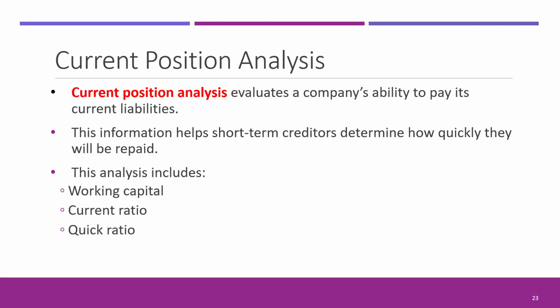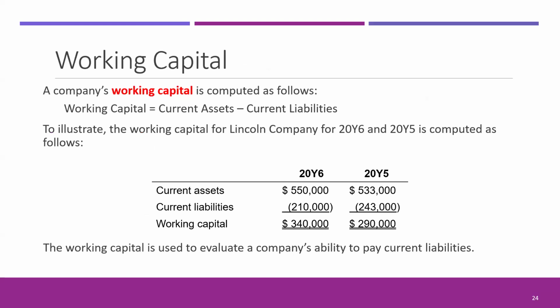Current position analysis: working capital, current ratio, quick ratio. It helps short-term creditors within a year, right? Current assets are all within 1 year, so short-term creditors would be within 1 year. How likely are these creditors to be repaid? And so working capital is a nominal amount, and it's the ability of a company to pay its current liabilities.